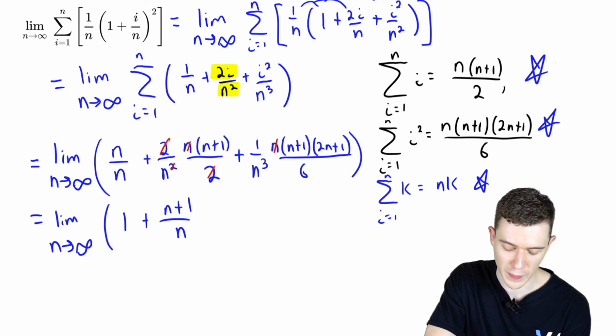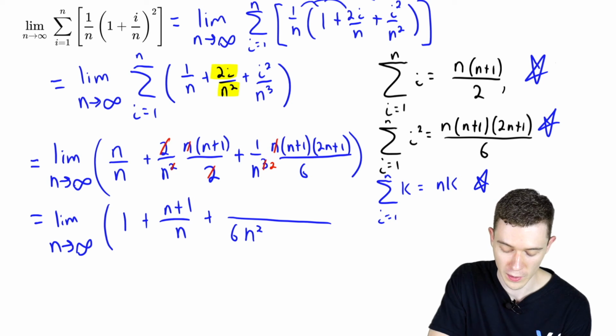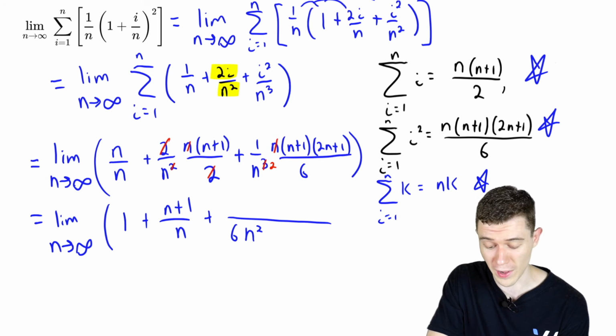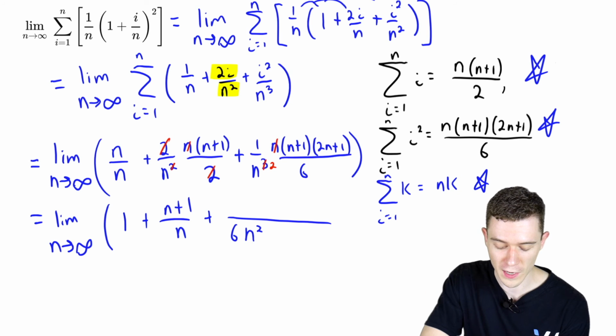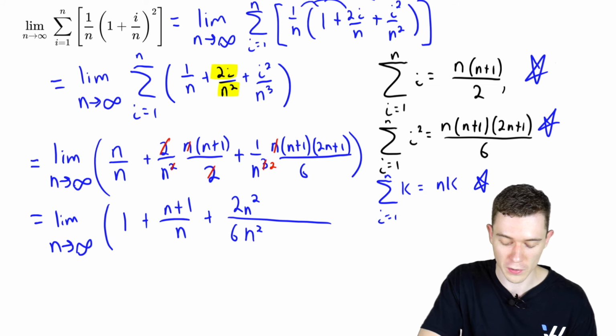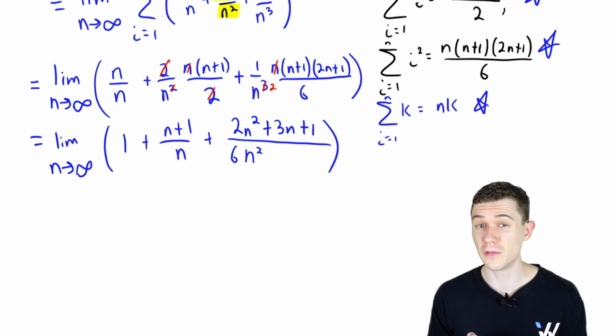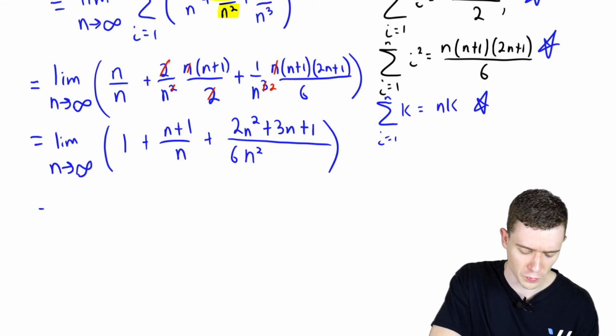We can cancel one pair of n's here. And if we distribute this as well, we're going to have an n squared with a 6 on the bottom. If we distribute or FOIL out that numerator, 2n times n gives 2n squared. We'd have 2n plus another n to make 3n, and then 1 times 1 makes 1. There are multiple ways to solve this limit. I'm just going to continue to break things up.